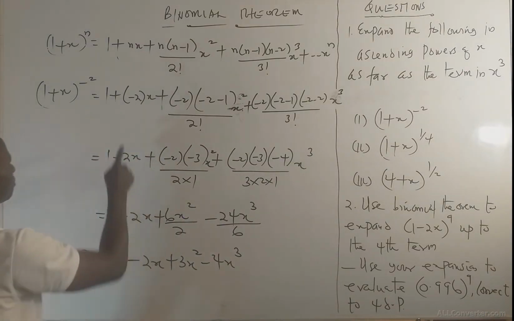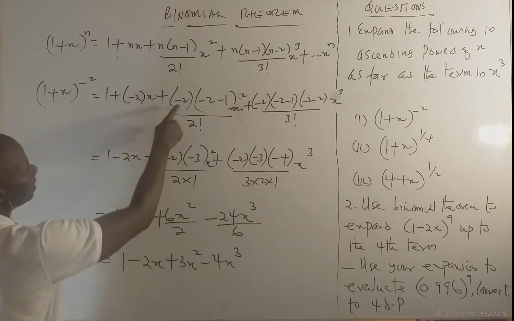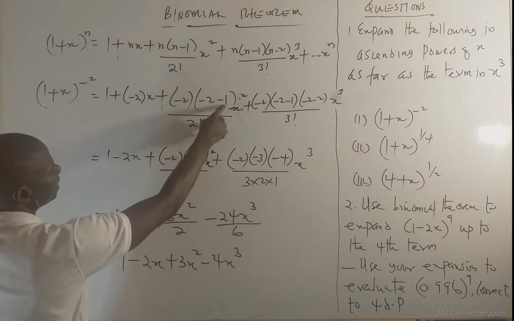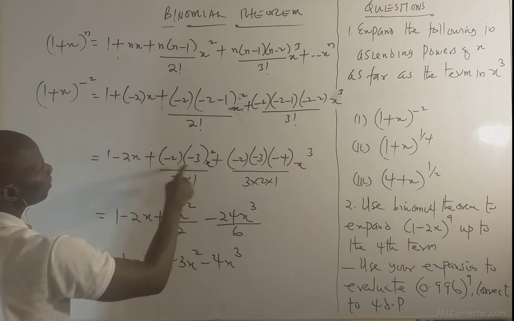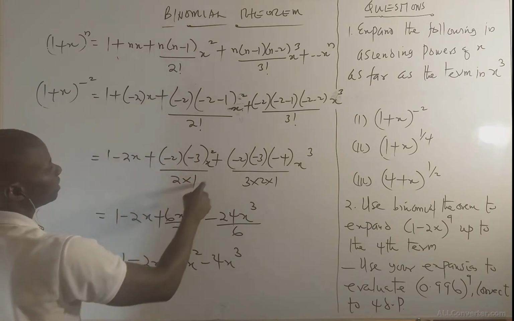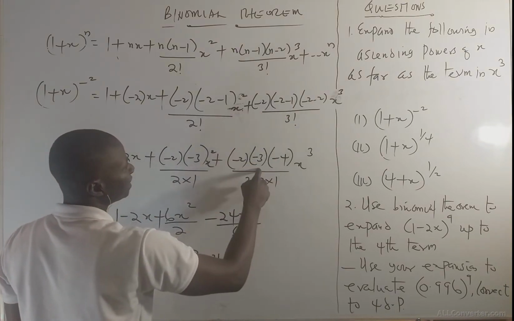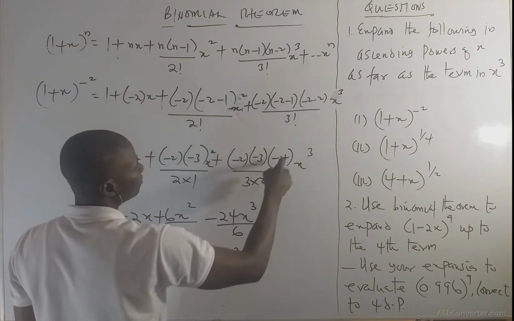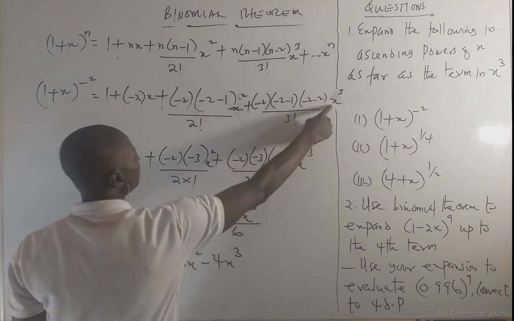Then we simplify. So minus 2 times x is minus 2x. So we have 1 minus 2x plus. Then we have minus 2 here. Minus 2 minus 1 is minus 3. Then we have our x squared here over 2 factorial, which is 2 times 1, plus we have our minus 2 here. Minus 2 minus 1 is minus 3. Minus 2 minus 2 is minus 4. All divided by 3 factorial, which is 3 times 2 times 1. Then we have our x cubed.